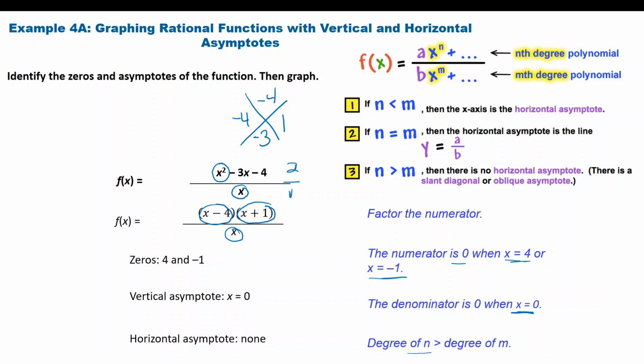So when I look up here, I see that n is greater than m. So we're going to come down here and we see n is greater than m. That tells us there is no horizontal asymptote. There is a slant, diagonal, or oblique asymptote, but we're not going to worry about that right now. There's no horizontal. So as noted, the horizontal asymptote is none.